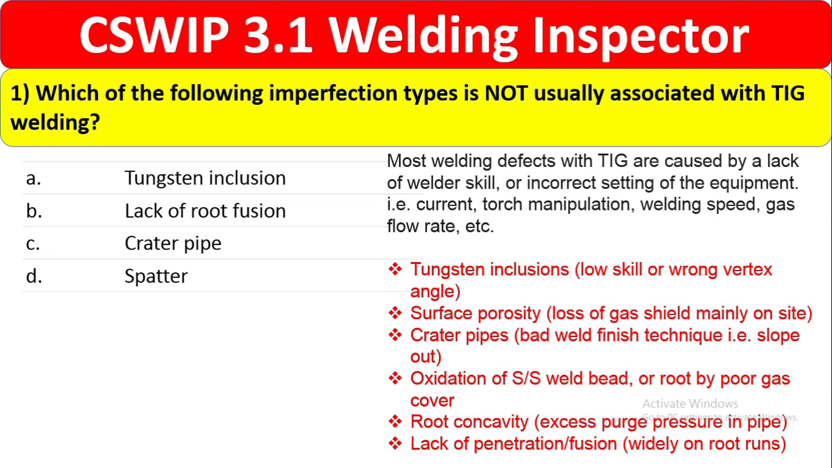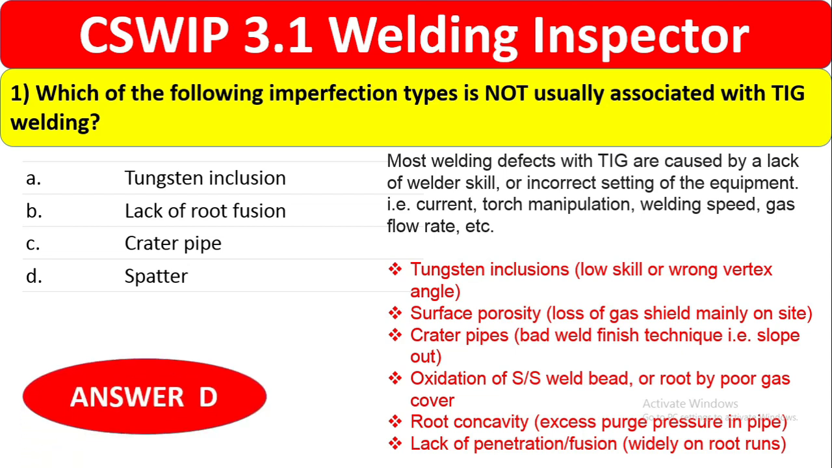Oxidation of the stainless steel weld bead or root is caused by poor gas cover. Root concavity is caused by excess purge pressure in the pipe. Lack of penetration and fusion occurs widely on root runs, so lack of root penetration and root fusion you can see in TIG welding. What you cannot see is spatter. So the correct answer is D. Do you understand this question?